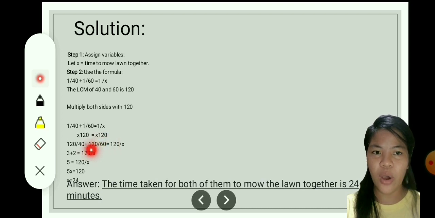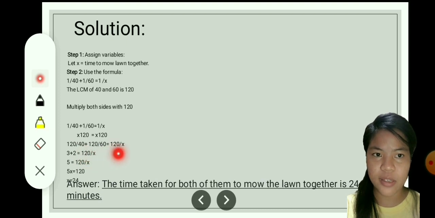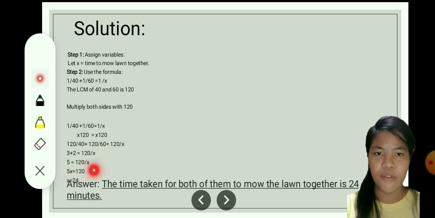Then 120 over 40 plus 120 over 60 is equal to 120 over x. 3 plus 2 is equal to 120 over x. So 3 plus 2 is 5, which is equal to 120 over x. 5x is equal to 120. So to cancel out the x, let's divide both sides by 5.